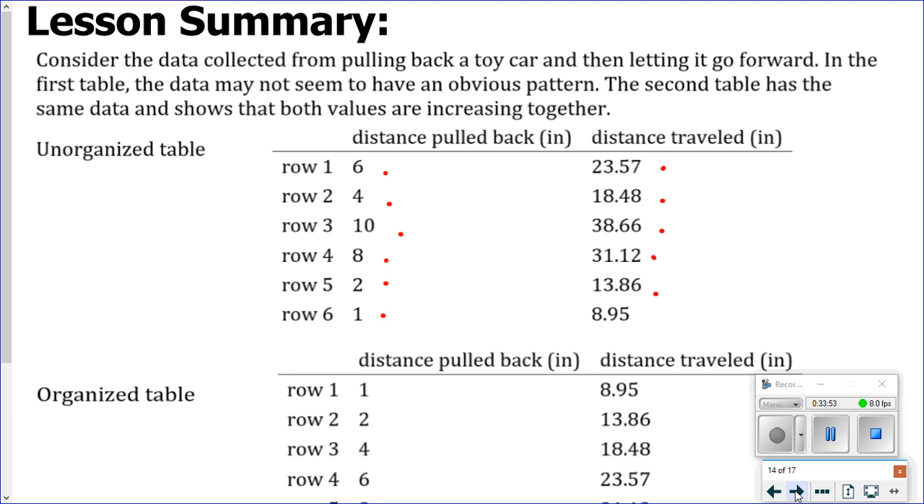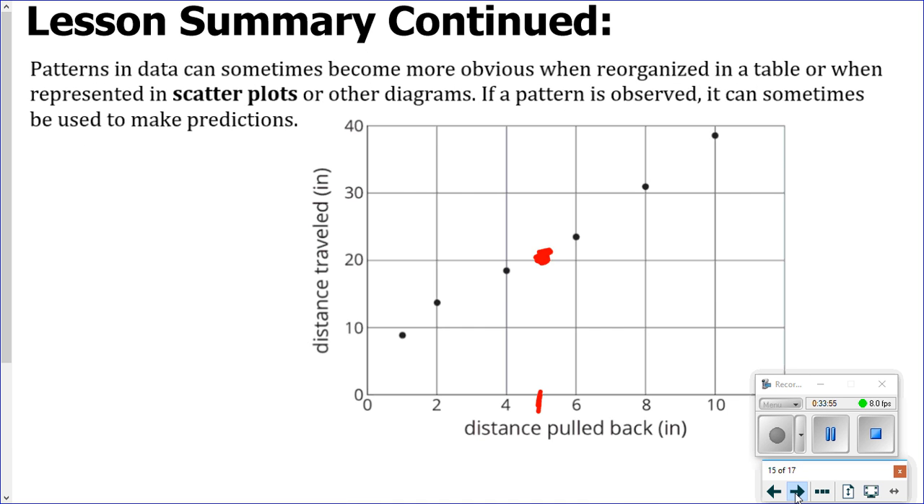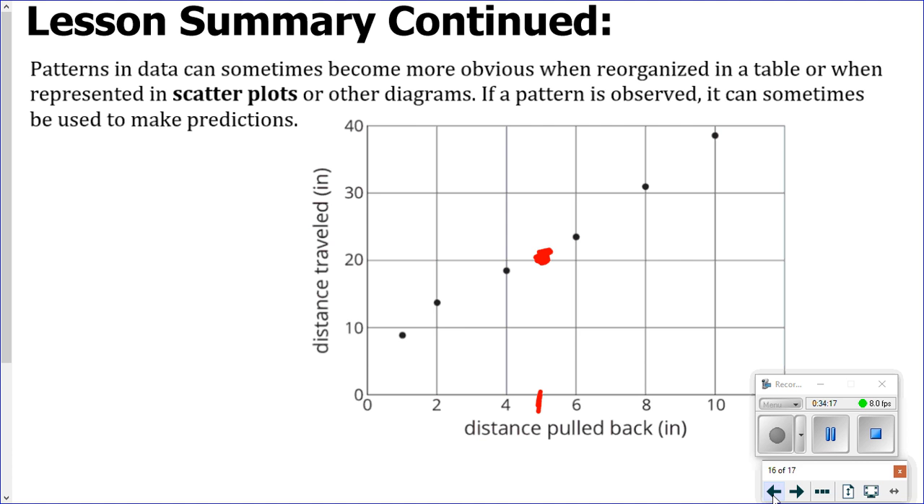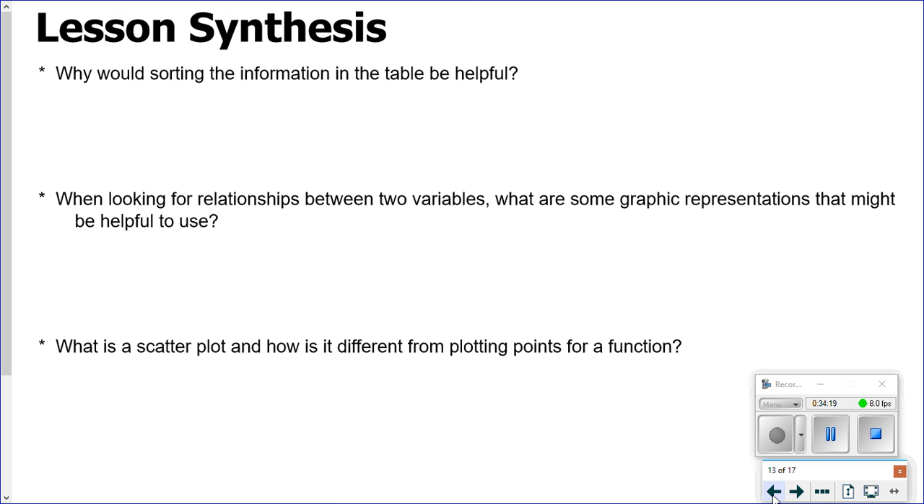So a scatter plot, for your formalized definition, that you can go ahead and add to the bottom of page 6 there. Here is your formalized definition, so go ahead and press pause and copy this down at the bottom of page 6. A scatter plot shows data points for the relationship between two variables on a pair of coordinate axes, one for each variable. So there's our formalized definition, but to go back to that question, how is it different from plotting points on a function?